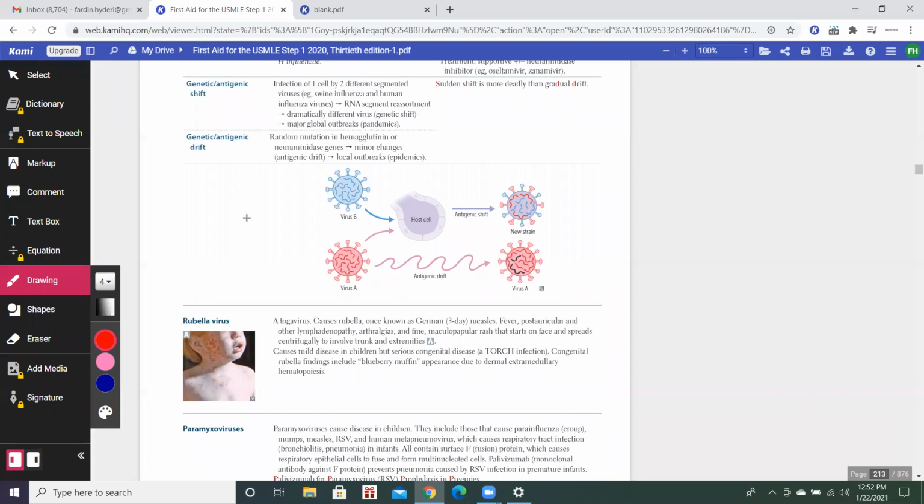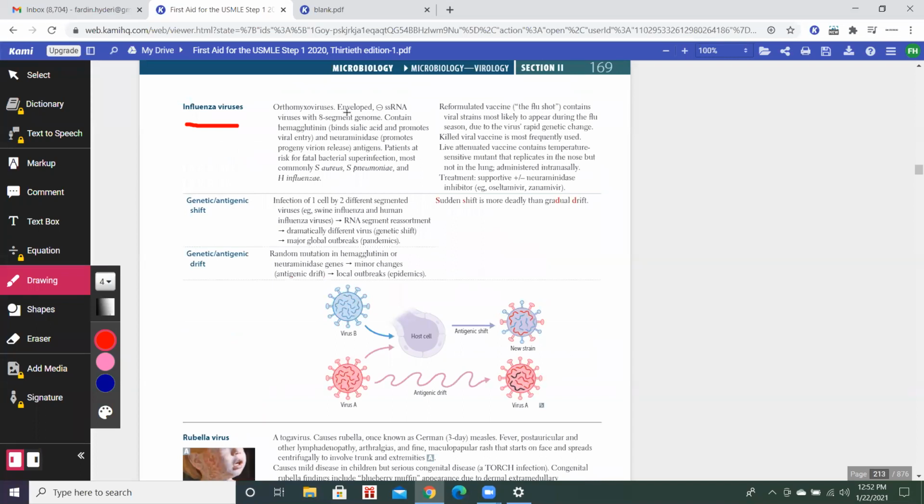Yes, you are correct. Okay, now, linear or circular? Linear, segmented or not segmented? Segmented, how many segments? 8 segments, okay. Helical or icosahedral? Helical. So it's an enveloped, negative, single-stranded virus with 8 segments. Influenza virus contains hemagglutinin and neuraminidase. These are high yield antigens that are responsible for either mounting a proper immune response or for forming vaccines.